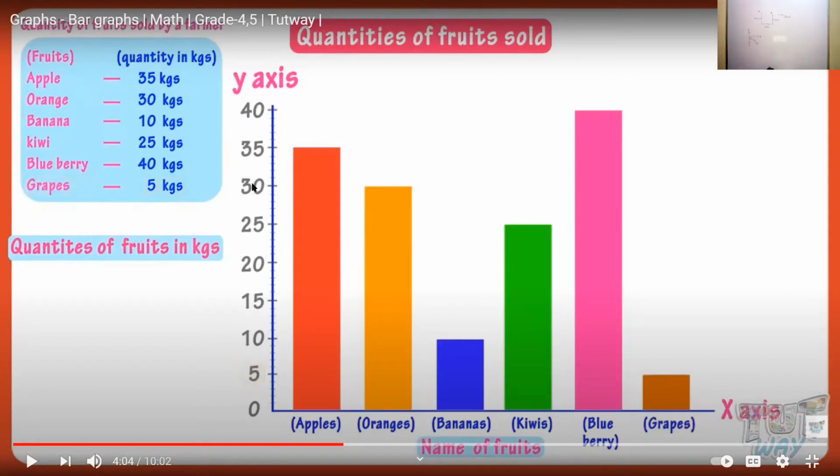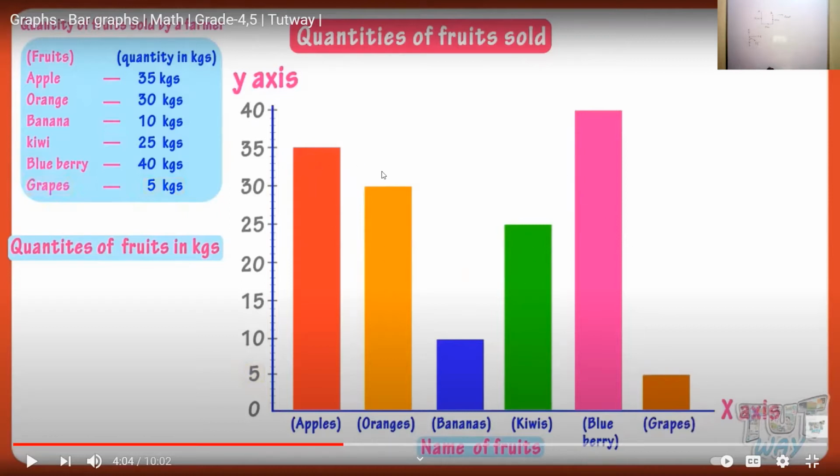Okay, so that is why for apples, the bar has gone up to which height? It has gone up to 35 kgs. This is the apples bar, see, what is written at the bottom is apples. So it is 35 kgs. How many apples were sold? 35 kg. From the bar graph you can easily understand the information and compare it.